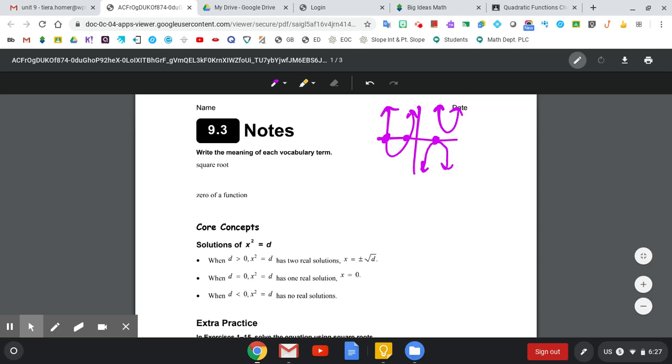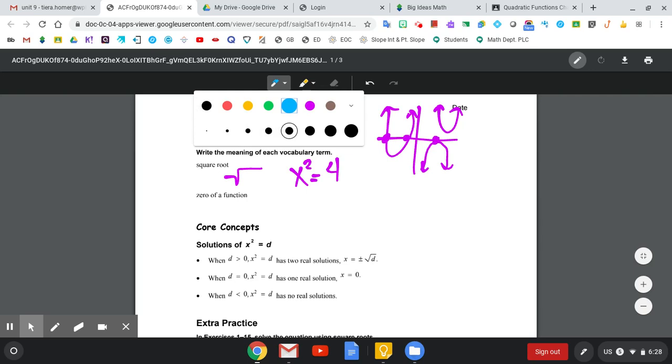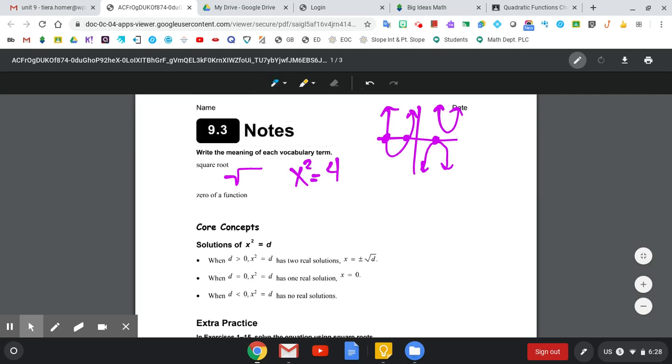Okay, so for the square root method, what we're talking about this week, we just have to remember our square root symbol. Remember, it looks like this. So that means we're going to end up with something like x squared equals 4. And when that happens, we don't want an x squared, we want an x by itself to figure out what it is equal to.